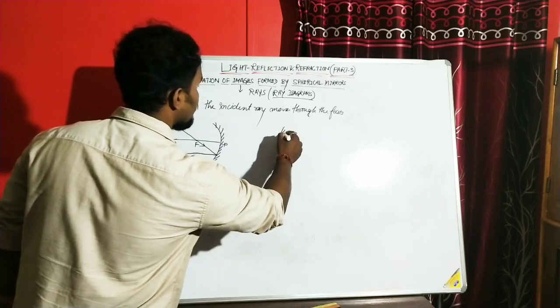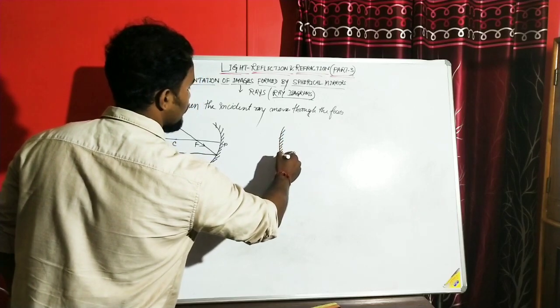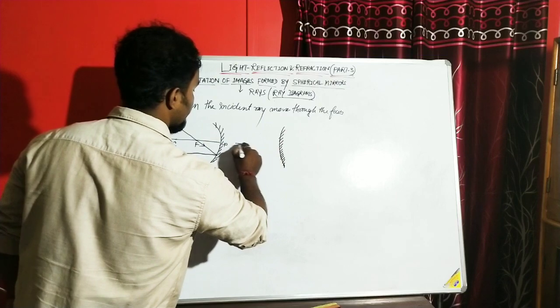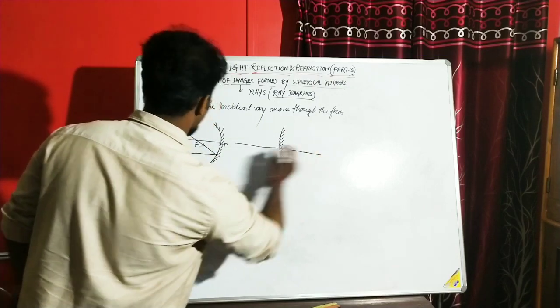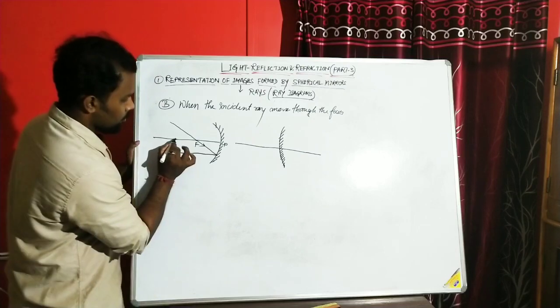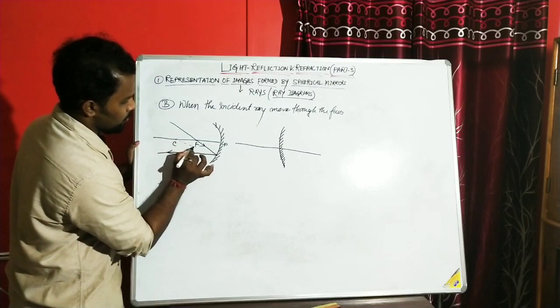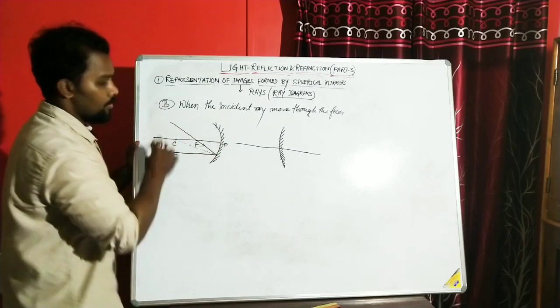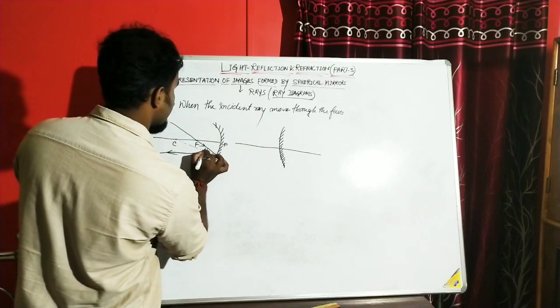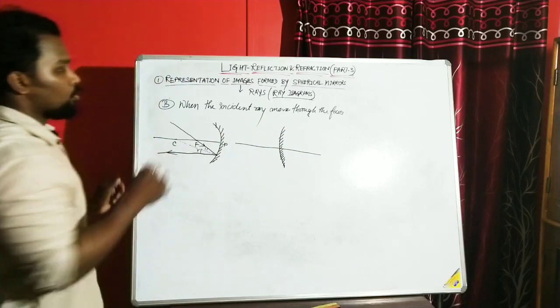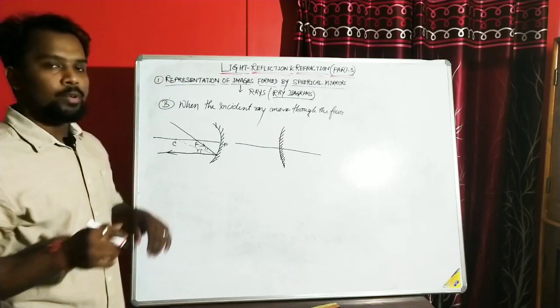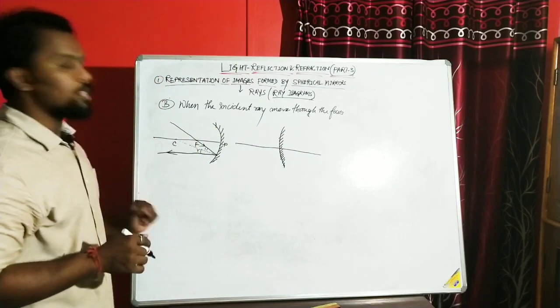Now this is the convex mirror, right? Convex mirror. I will draw the normal like that. This is the normal. This is the incident angle. This is the reflected angle. Now what will happen? We have to draw the incident ray moving through the focus, but in case of the convex mirror, what will happen?